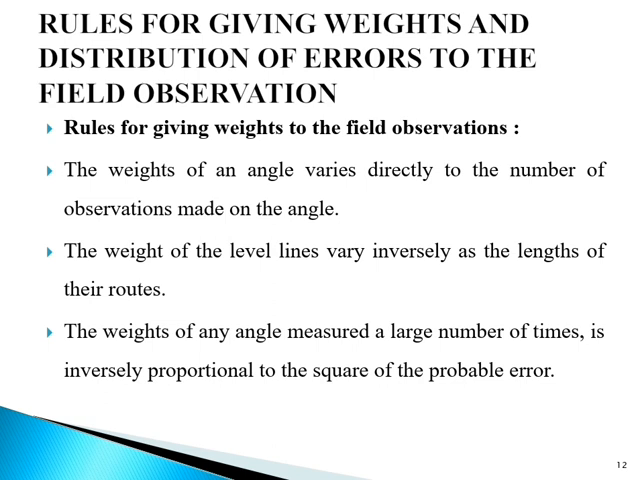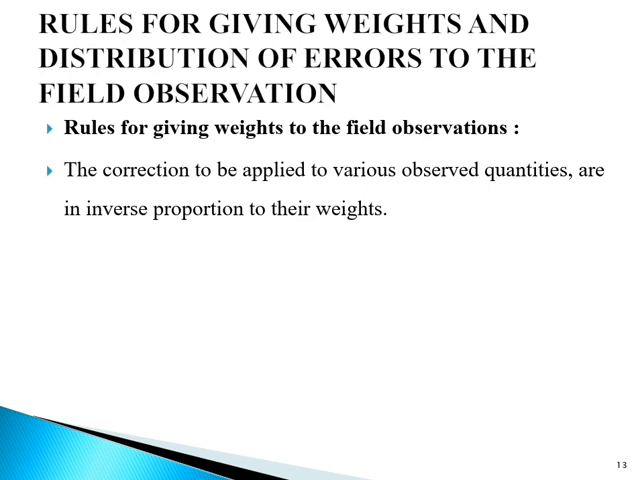So let's see rules for giving weights to the field observation first. The weight of an angle varies directly with the number of observations made on the angle. The weight of the level lines varies inversely as the length of their routes. The weight of any angle measured a large number of times is inversely proportional to the square of the probable error. And the corrections to be applied to various observed quantities are in inverse proportion to their weights.